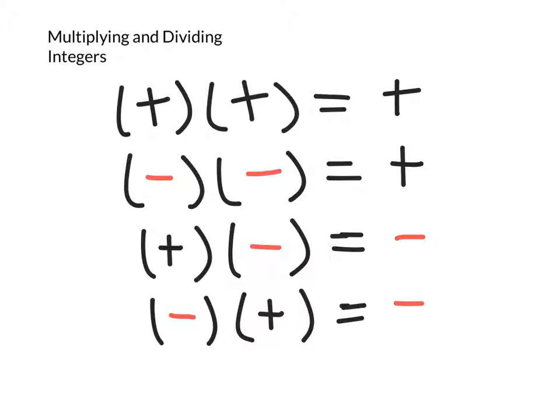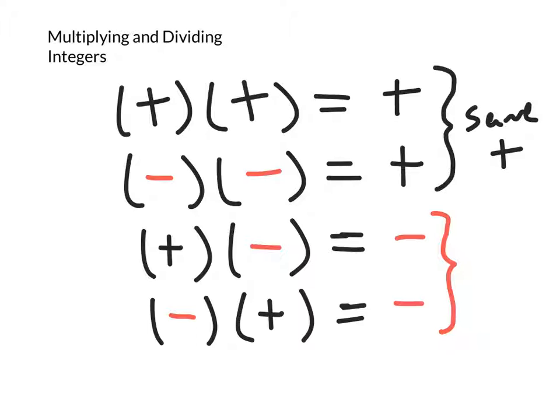What I want you to notice is that there's two scenarios here. If the sign is the same, so it was either plus plus or minus minus, that same sign is going to give me a positive value. The second set of scenarios here is when the signs are different. When the signs are different, then you're going to actually end up with a negative value, for example, one positive and one negative.